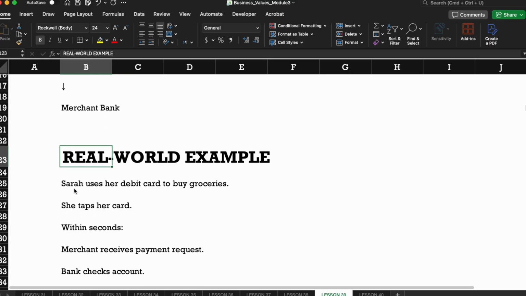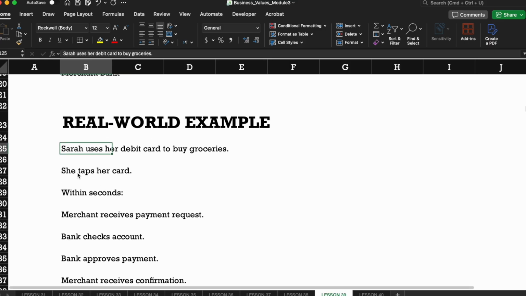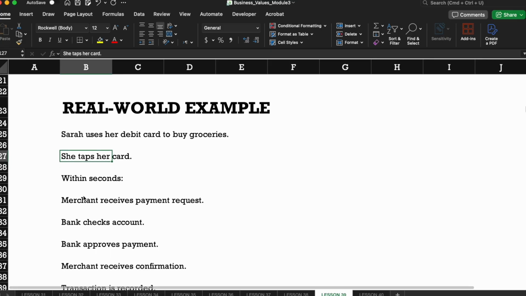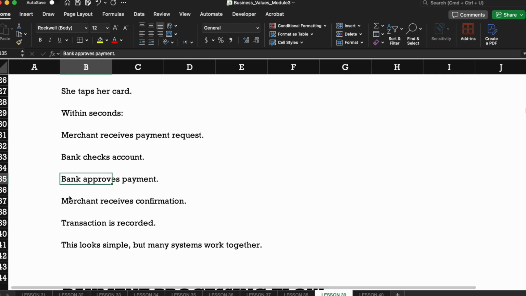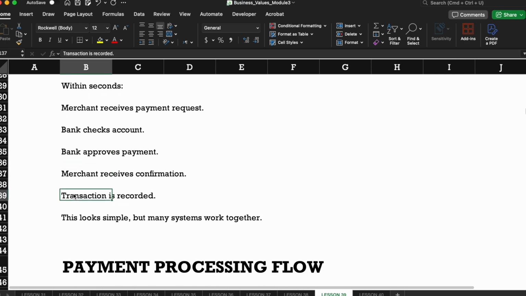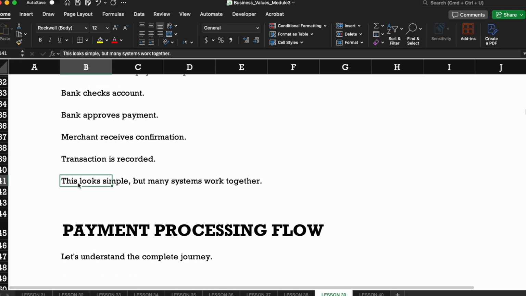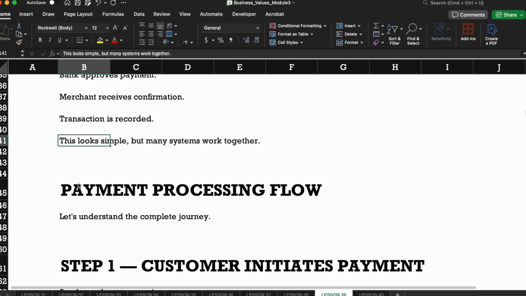Real world example: Sarah used her debit card to buy groceries. She tapped her card. Within seconds, the merchant received a payment request. The bank checks the account and approves the payment. The merchant receives confirmation. The transaction is recorded. It looks simple, but many systems work together.